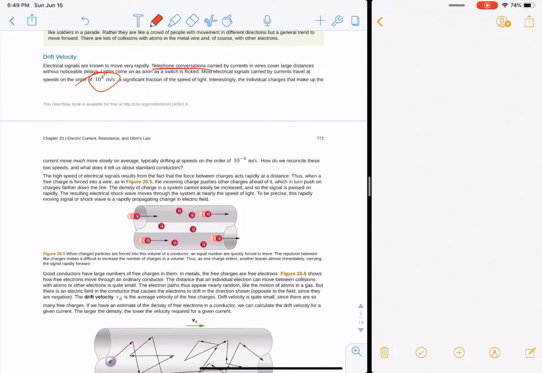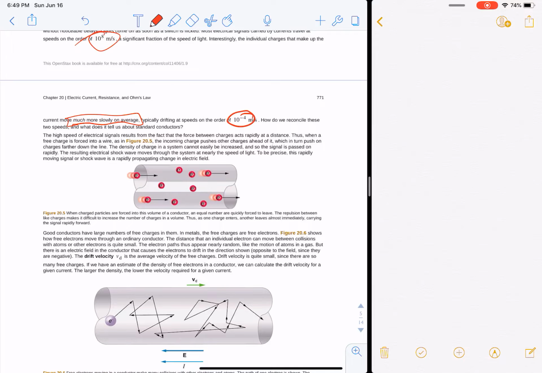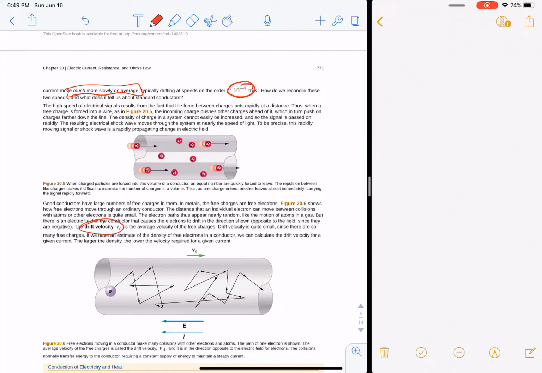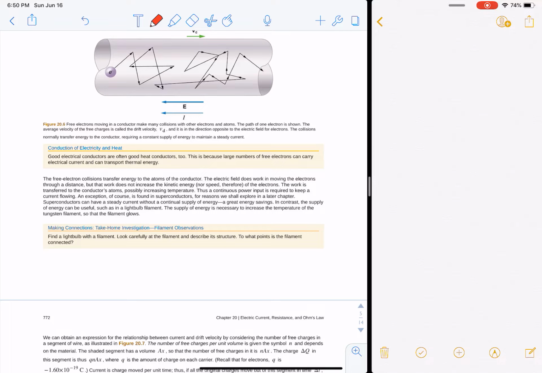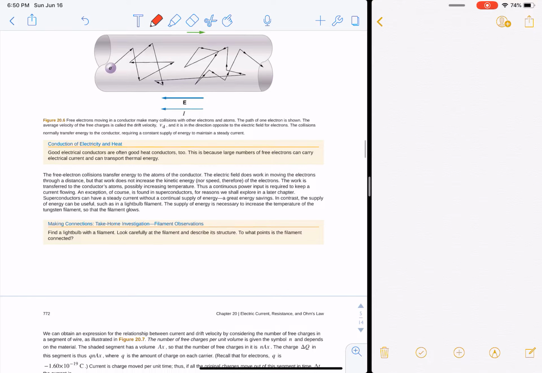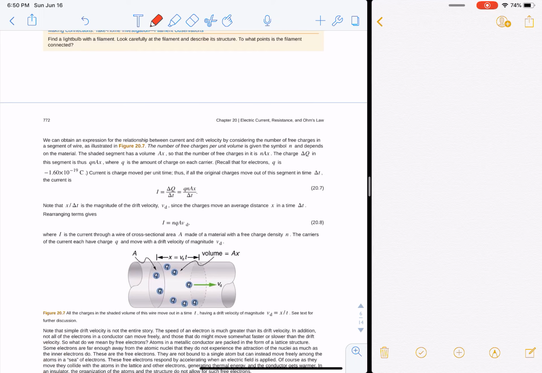But the charges that actually get pushed along move much more slowly, very, very slowly. This is called the drift velocity, and the drift velocity is the average velocity of the free charges. This is an important thing here: good conductors are often good heat conductors too. Electrical conductors are good heat conductors because the electrons can carry thermal energy away.